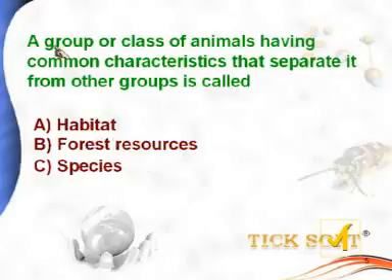A group or class of animals having common characteristics that separate it from other groups is called, the options are option A, habitat, option B, forest resources, and option C, species. See, a group of animals differs from another group of animals by particular common characteristics. That common characteristic will not be present in any other group of animals. Only this character separates this group of animals from other groups. What is that? That is the species. Okay, so option C is the answer.